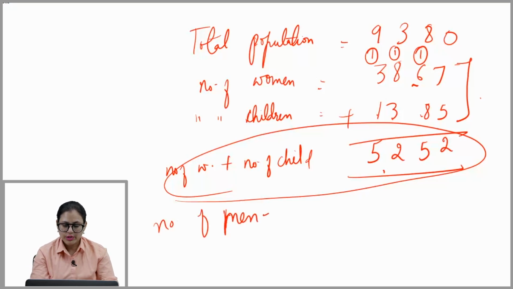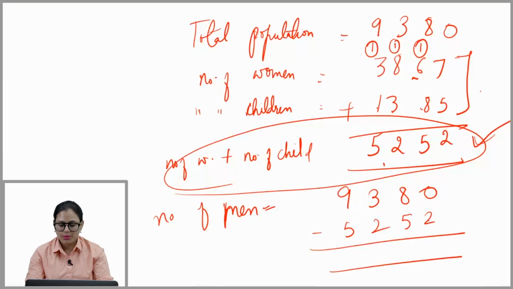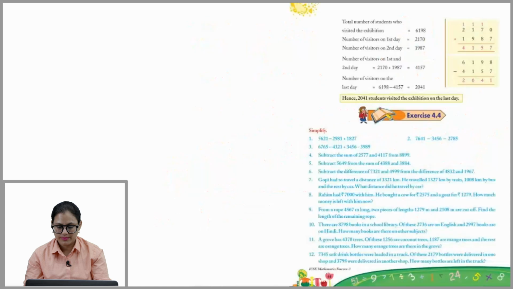Okay, so what will you do? You will subtract this population from the total population. Okay, now subtract. You cannot subtract 2 from 0, so borrow from here. 10 minus 2 is 8, 7 minus 5 is 2, 3 minus 2 is 1 and 9 minus 5 is 4. So number of men 4,128. Okay, let's do exercise 4.4.